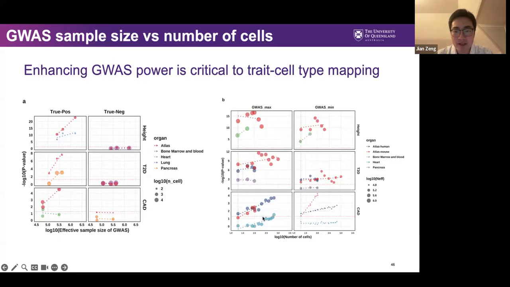When we increase the sample size, you see almost a linear increase in power. But when we look at the number of cells within the cell type, except for coronary artery disease, it's not a big impact. For the other traits, even though the number of cells within a cell type is small, as small as 20 or 50 cells, we will still be able to identify the significant cell type for the trait. So it suggests that at the current stage, the GWAS sample size is more important than the number of cells.